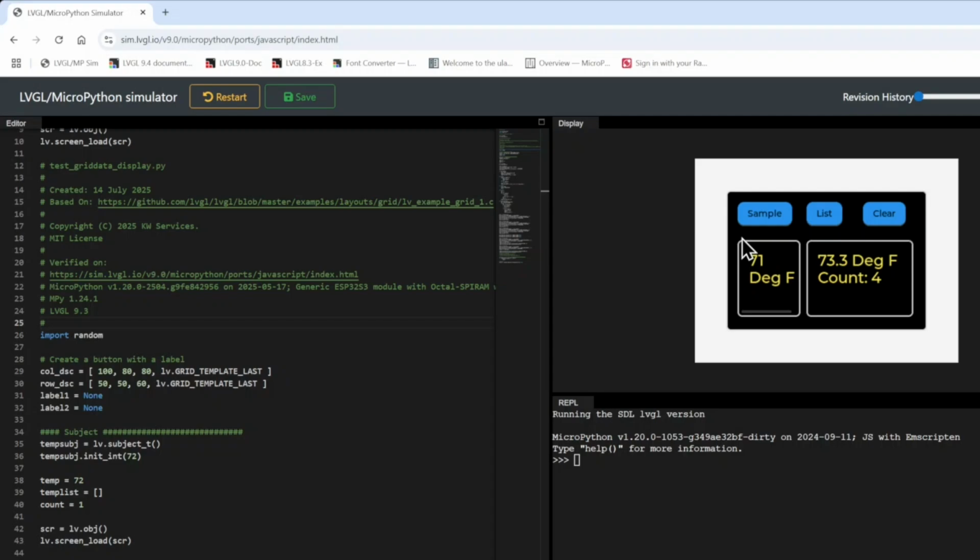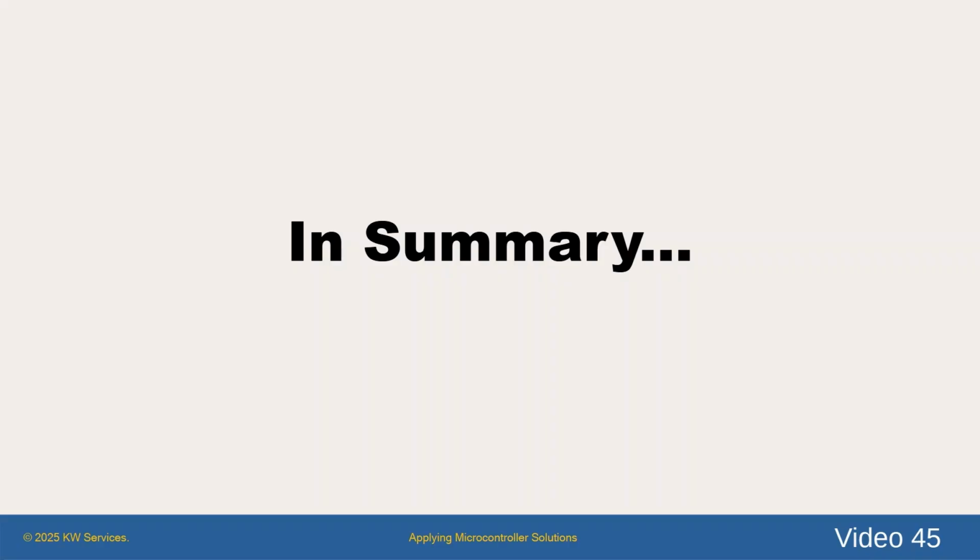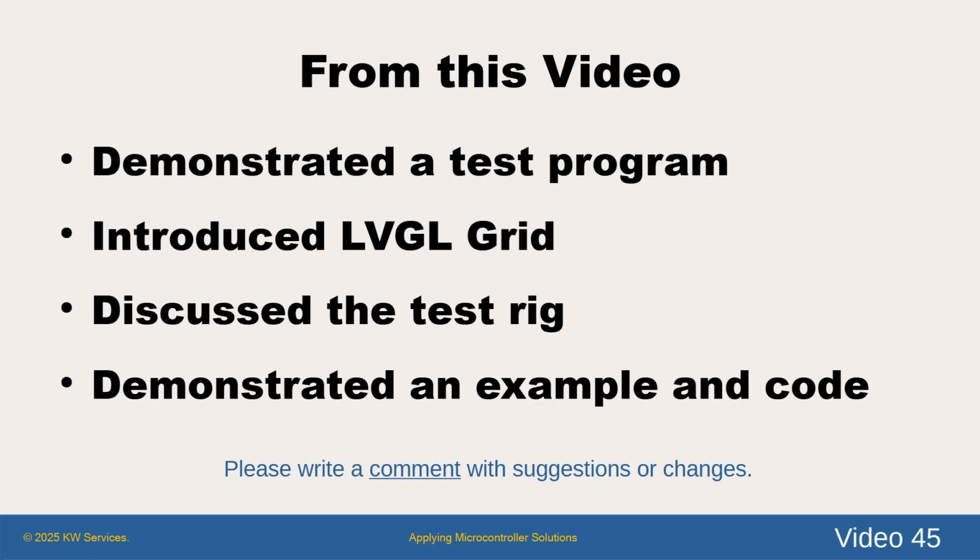Hopefully seeing this example helps you better understand how to define a grid container and its child widgets. In summary, in this video we demonstrated a test program that utilizes an LVGL grid. We discussed the LVGL grid feature as presented in the online documentation. We presented the test rig wiring and firmware. We demonstrated the grid examples from the user doc in the online simulator, and we reviewed an example code. The benefit to us using the grid object is simple and more flexible code.